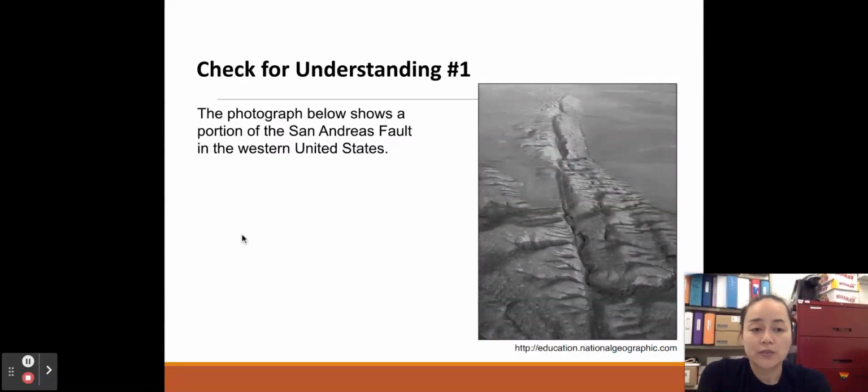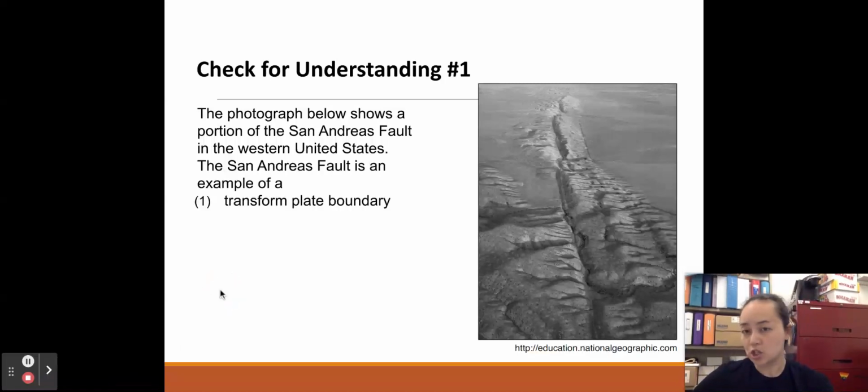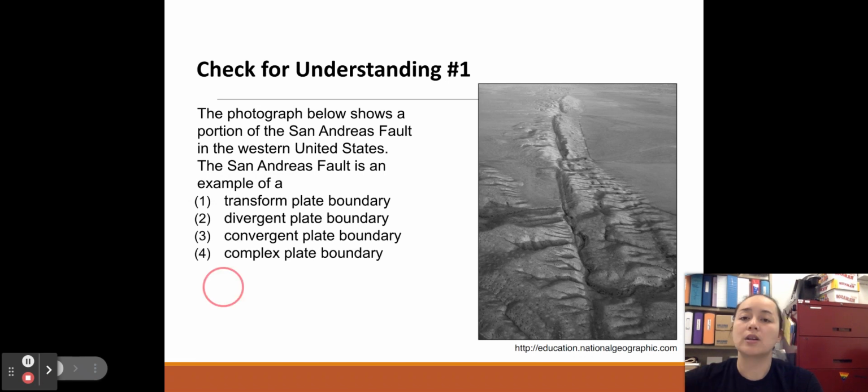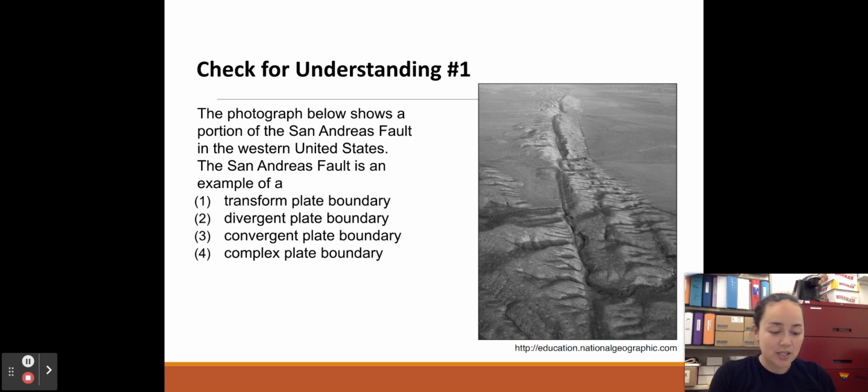So here's some checks for understanding. So you definitely need your Earth Science Reference Table. So the first question shows you the photograph of a San Andreas fault. And then the question is for you to say what type of boundary it is. And so if you don't know what the San Andreas Fault is or where it is, it tells you it's in the western United States. You're going to actually use page 5 of your reference table to go and find it.